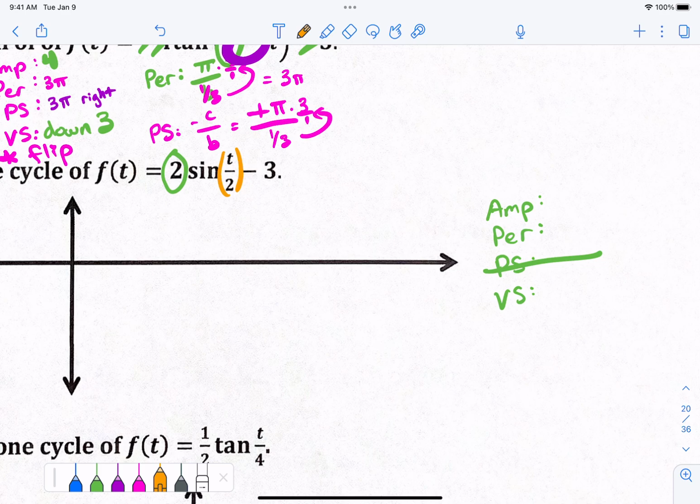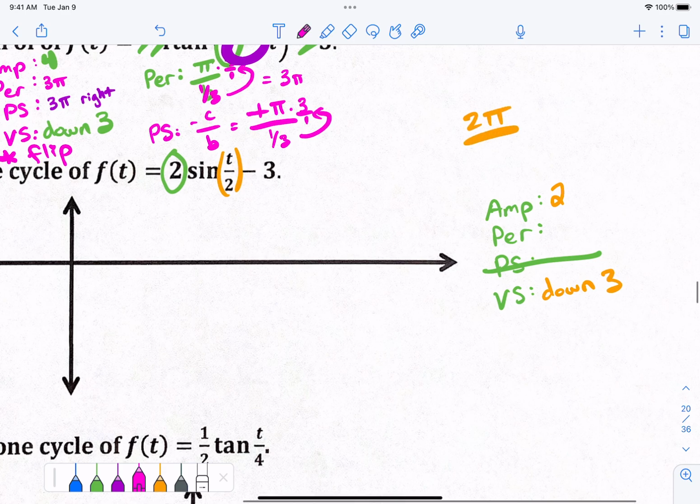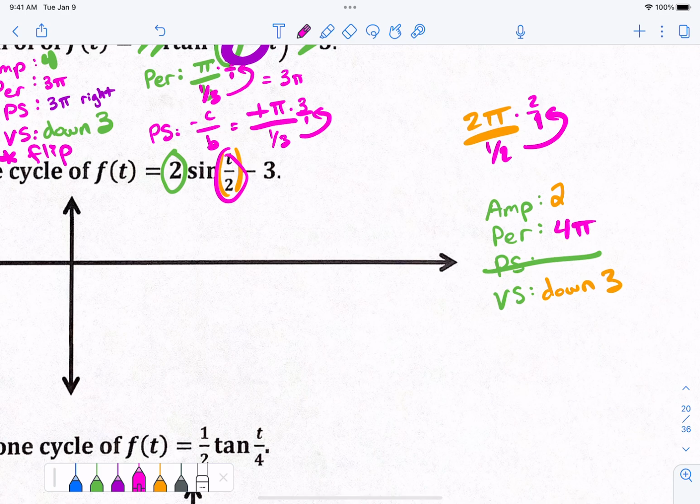All right, let's fill in. What's your amplitude? 2. Vertical shift? Down 3. Perfect. Okay, period is, how do you find period? 2 pi over b. What's b in this case? 1/2, right? That's this guy right here. All right, 2 pi divided by 1/2. If I flip it to the top, it's like times 2 over 1, which makes the period 4 pi.